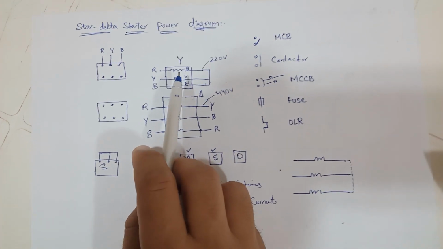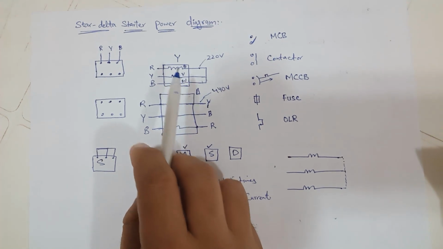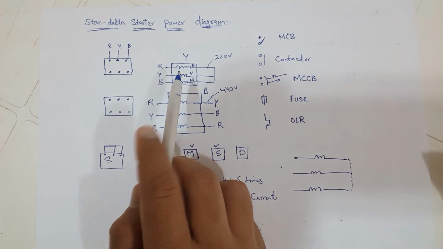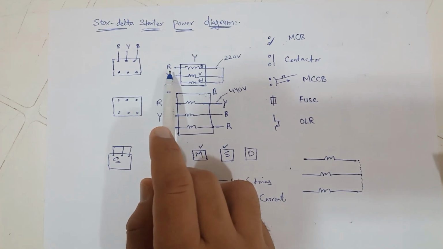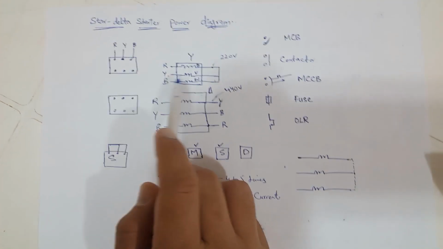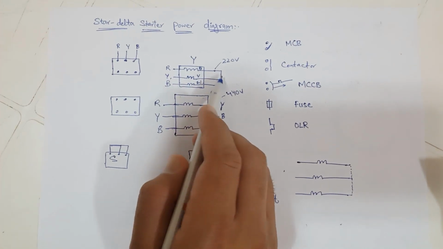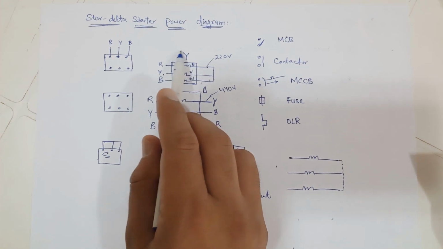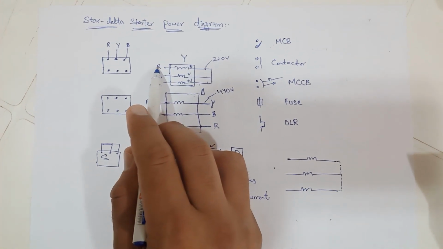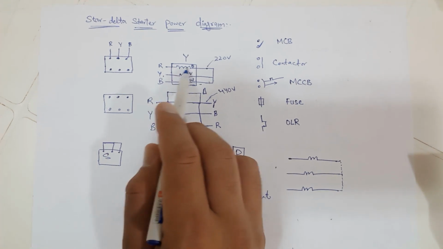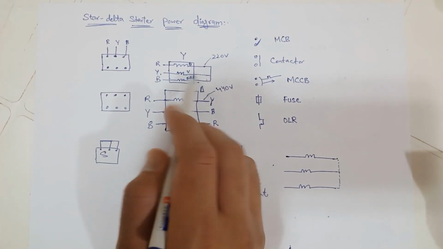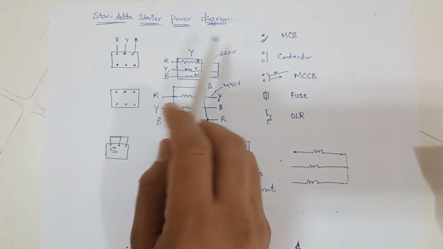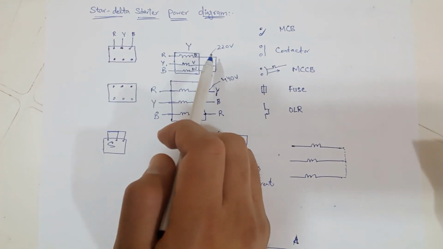Here we see this winding: 1, 2, 3. Three windings means this is a 3-phase motor. This one is red, another is yellow, and the last one is blue. We join the ends of the windings with each other, red, yellow, blue, so this is our star connection. Red gives supply to one winding, yellow to another winding, and blue to the third winding. So every winding will have 220 volt.